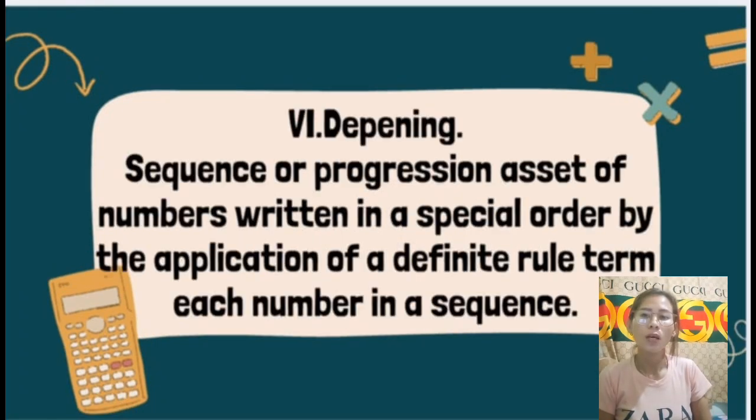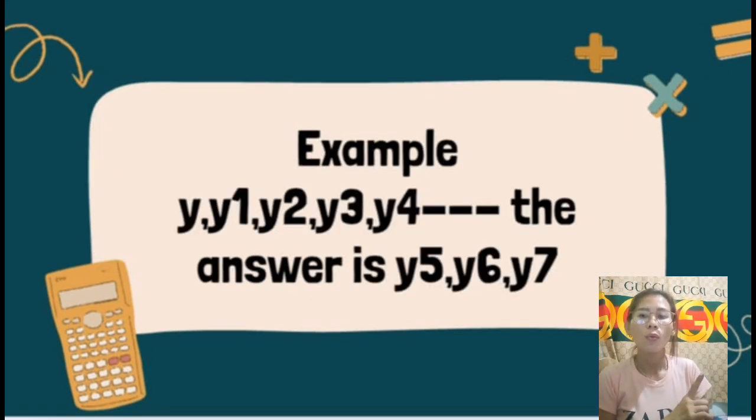Let's proceed to the definition. Sequence or progression, a set of numbers written in a special order by the application of a definite rule. Term, each number in a sequence. So, for example, y1, y2, y3, y4. So, the answer is y5, y6, and y7. This is the three next terms in the sequence.